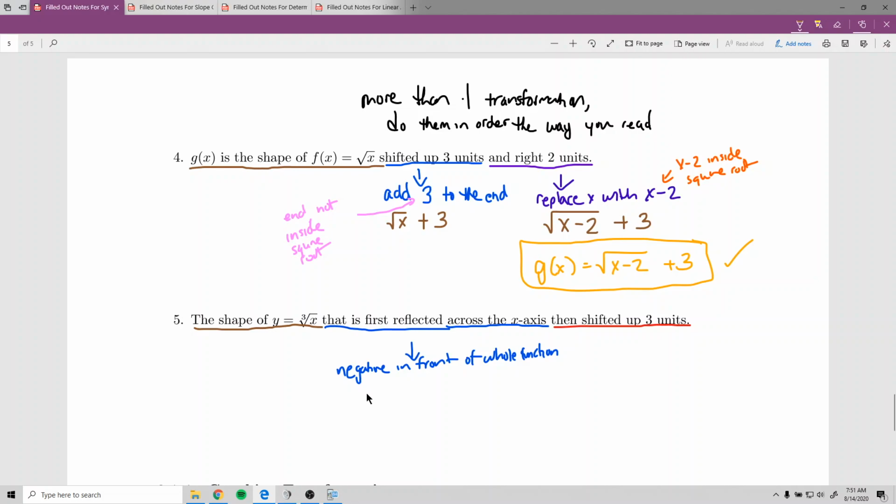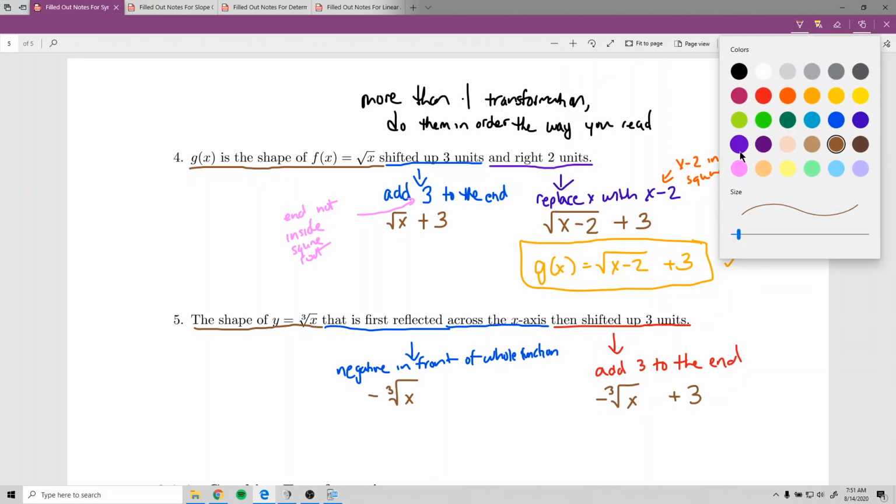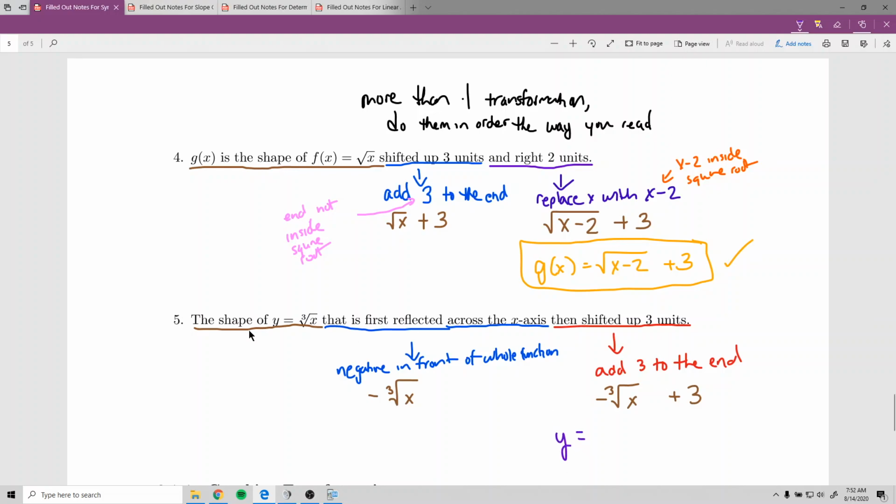Okay, so we got our cube root of x, and we put a negative in front of the whole thing. Right, then after that we shift up 3 units, which means we add 3 to the very end, not on the x, just like we did last time. So we got the negative cube root of x, our previous step, and then we add 3. And that'll be our answer: y equals negative the cube root of x plus 3.